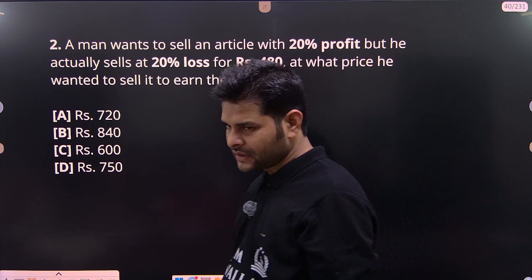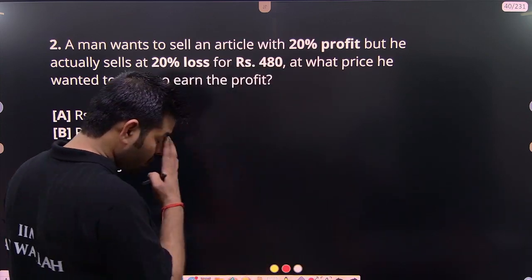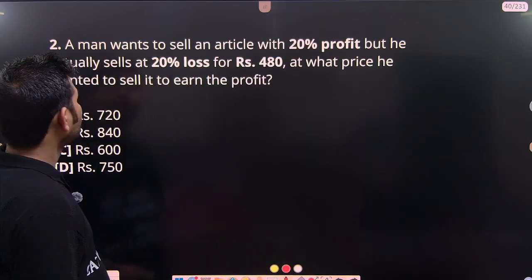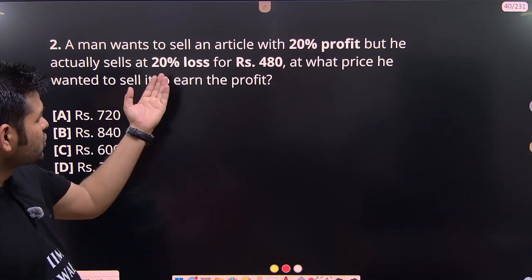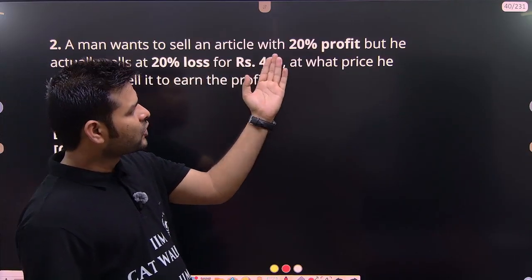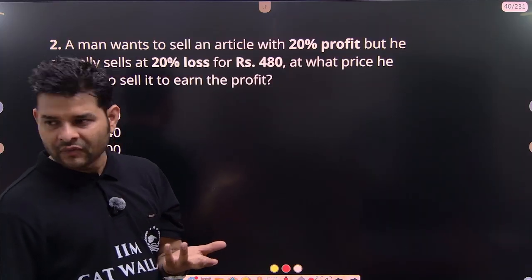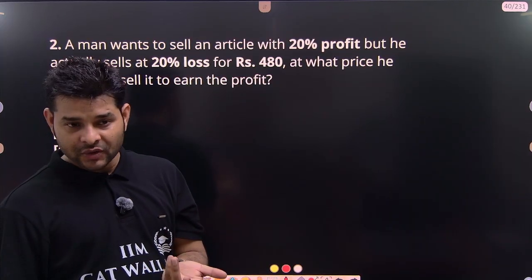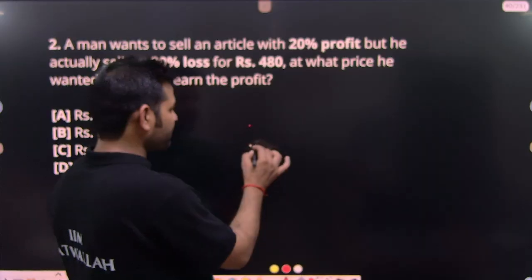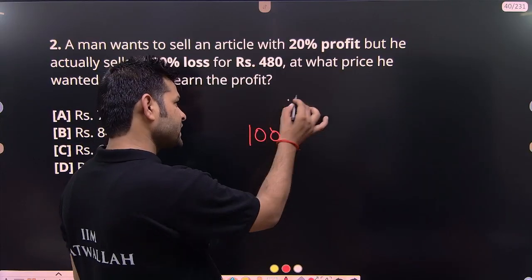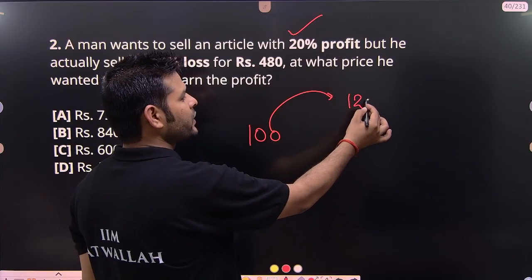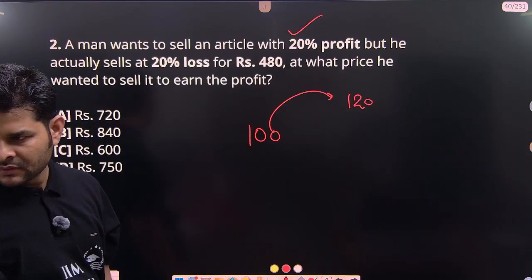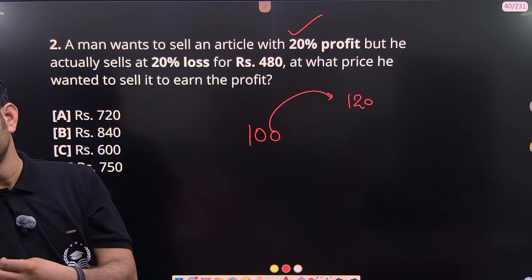So this is the last question of the first condition, then we are going to move on to the next one. A man wants to sell an item at 20% profit. So basically the CP is 100. He wanted to sell his item at 20% profit, meaning at 120 units. He wanted to sell at 120 units.